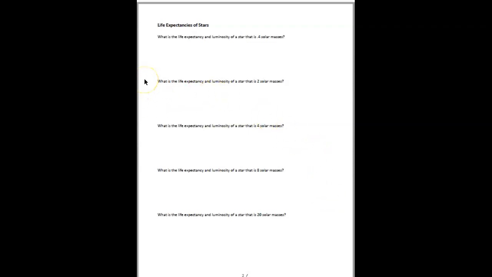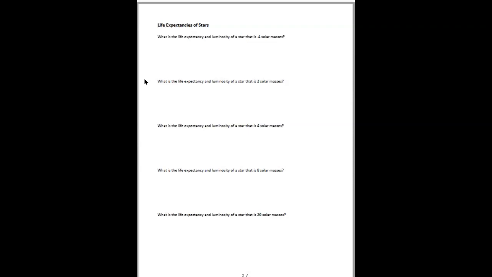Basically, if you know the mass of a star, there is a mass luminosity relationship and a mass life expectancy relationship. The mass luminosity relationship is very easy. It's however many solar masses to the 3.5 power. So for a star that's 0.4 solar masses, again, we're going to ratio everything and base it off the sun, you would have 0.4 to the 3.5 power, which gives you a luminosity of about 0.04 times the luminosity of the sun.